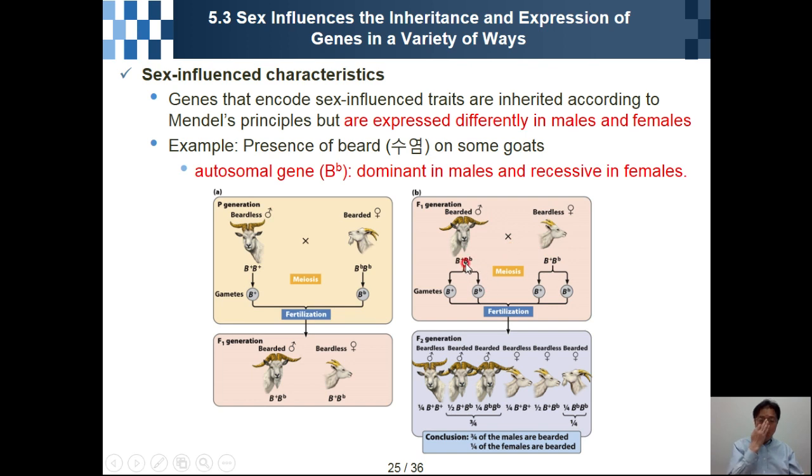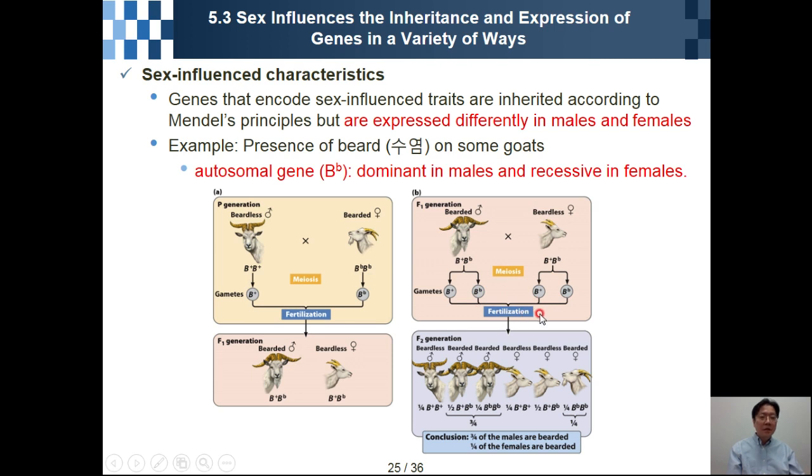So this one will make the B plus and BB gametes. The male makes the sperm, which has B plus and BB, and the female makes the egg, which has B plus and BB.